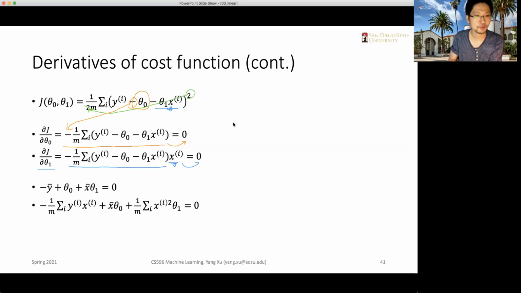If we split the terms and write it again, we will find that it can be simplified to these two equations. The negative of y bar, and this y bar means the mean value of y, plus theta 0.